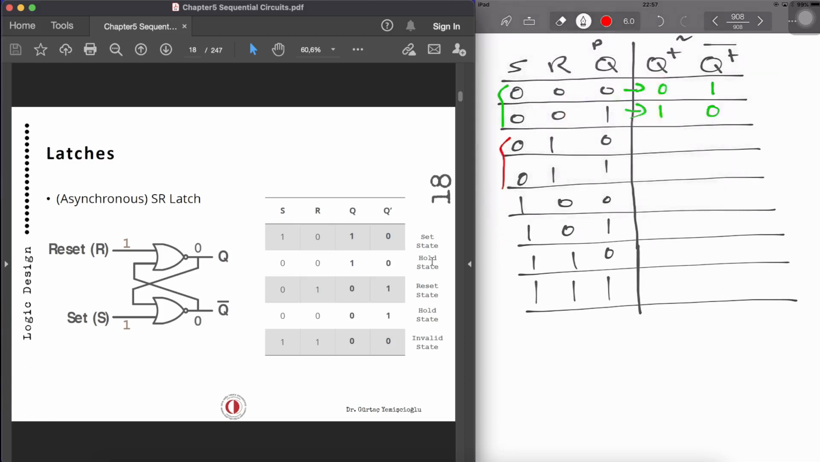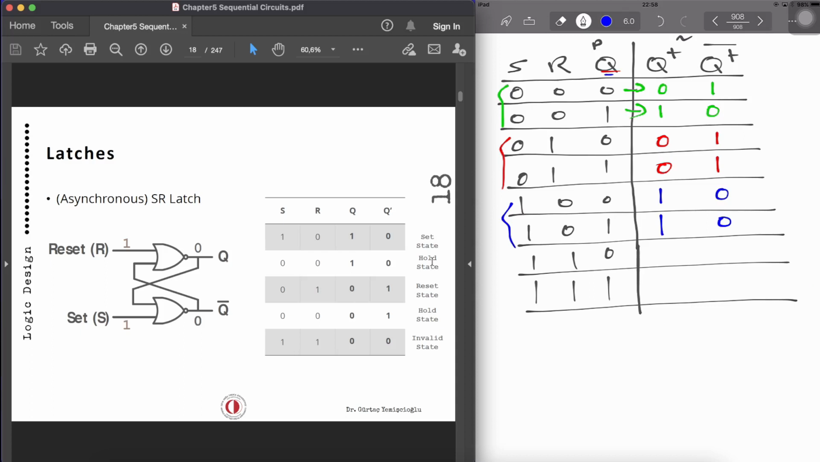Then 0, 1. Now reset is 1. No matter what's happening with Q present, as reset is forcing the output to be 0, Q plus is going to be 0, Q plus inverse is going to be 1. Then 1, 0. Now set is 1, so we are forcing the output to be 1 no matter what's happening with the present state. So this is going to be 1, 1, and this is going to be 0.